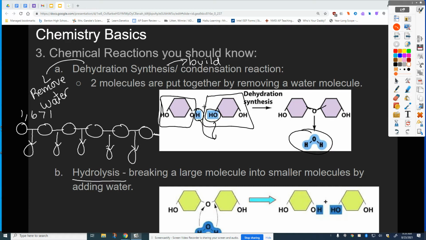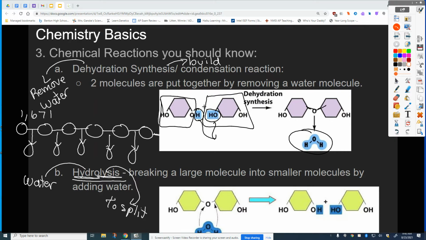Then we get hydrolysis. Hydrolysis is breaking large molecules into smaller molecules by adding water. What does hydro mean? Hydro means water. Lysis means to split. So we're going to split something by adding water. Does it sound like the reverse of dehydration synthesis? And that's what it is.